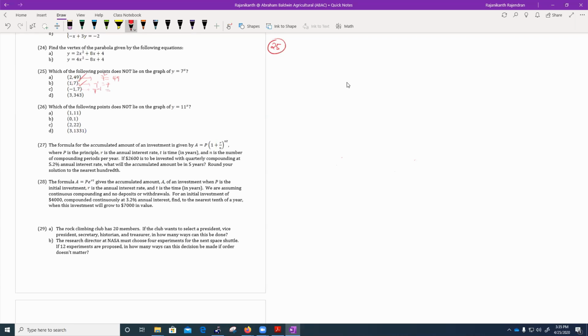So if you evaluate this one, you should get 1 over 7, right? But here you have 7, therefore this is not correct y value. So this is not going to be on the curve.